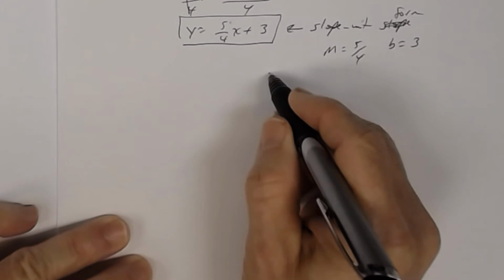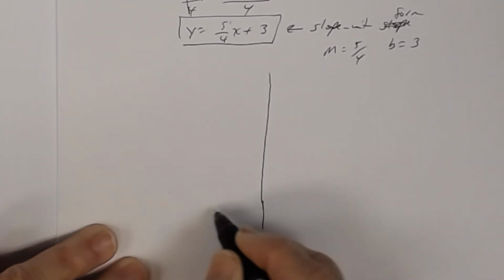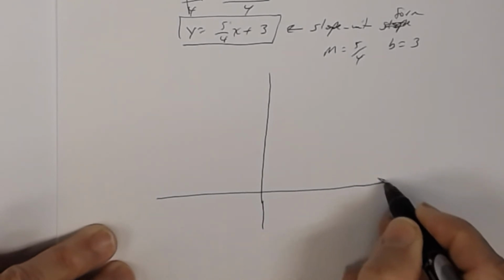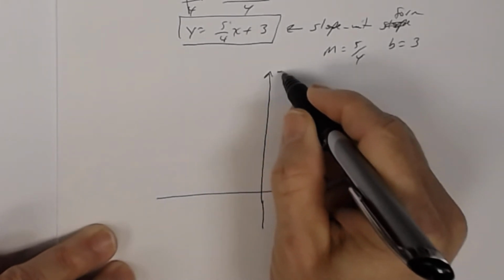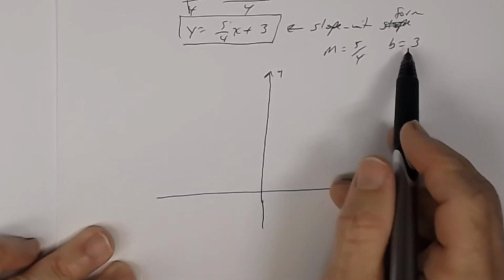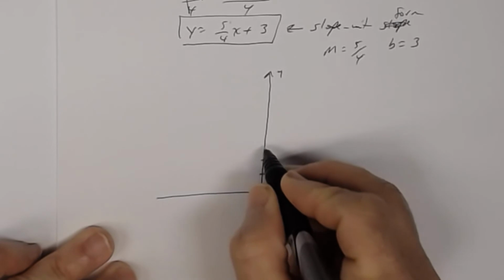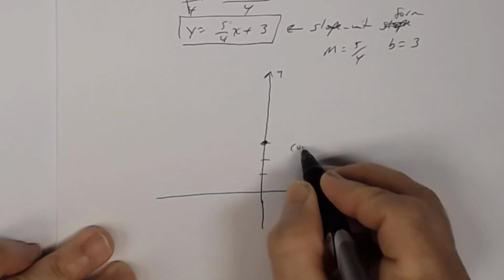And then we do the same thing. Let me go ahead and do it like this. Here's the x-axis, here's the y-axis. To graph a line, I need 2 points. One of them is the y-intercept. 1, 2, 3. So that's 0, 3.